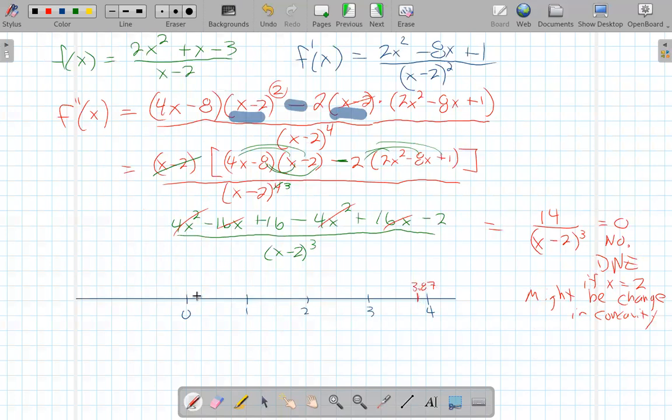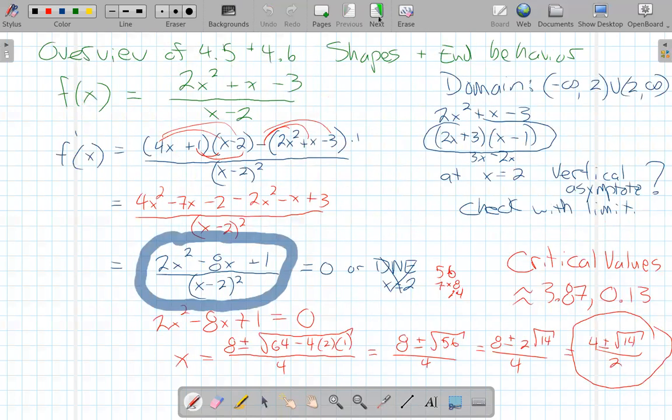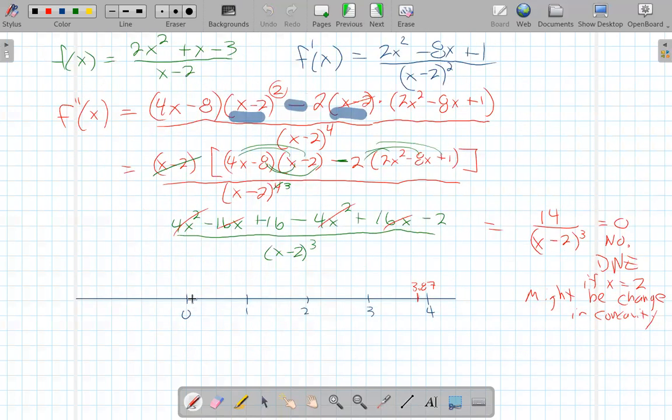And 0.13 would be over here-ish. And then I need to test values in between the 3 intervals that these two numbers make. So the number to test over here would be f prime of 0. And here, f prime of 1 would be a nice number. And I guess 4 over here, what's f prime of 4? We just really need to know the sign.